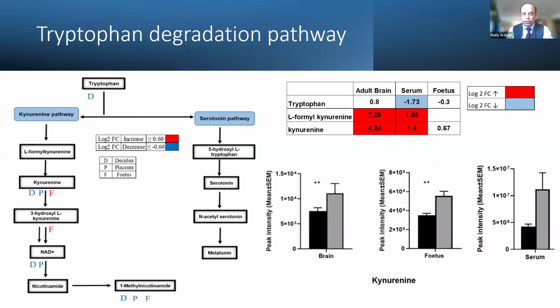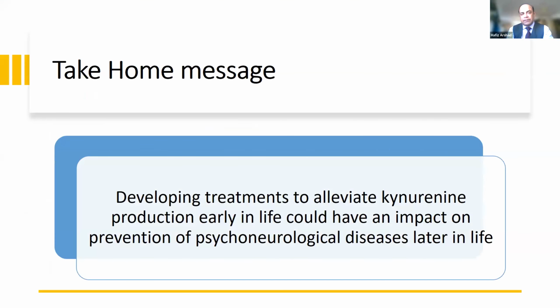the development of psychoneurological diseases. So the take-home message from this study, although in the literature many other take-home messages or conclusions can be written down, but one of the main important things is that if we can successfully develop treatments to alleviate kynurenine production early in life, it could have an impact on prevention of psychoneurological diseases later in life. Yes, that's the main take-home message from this study.